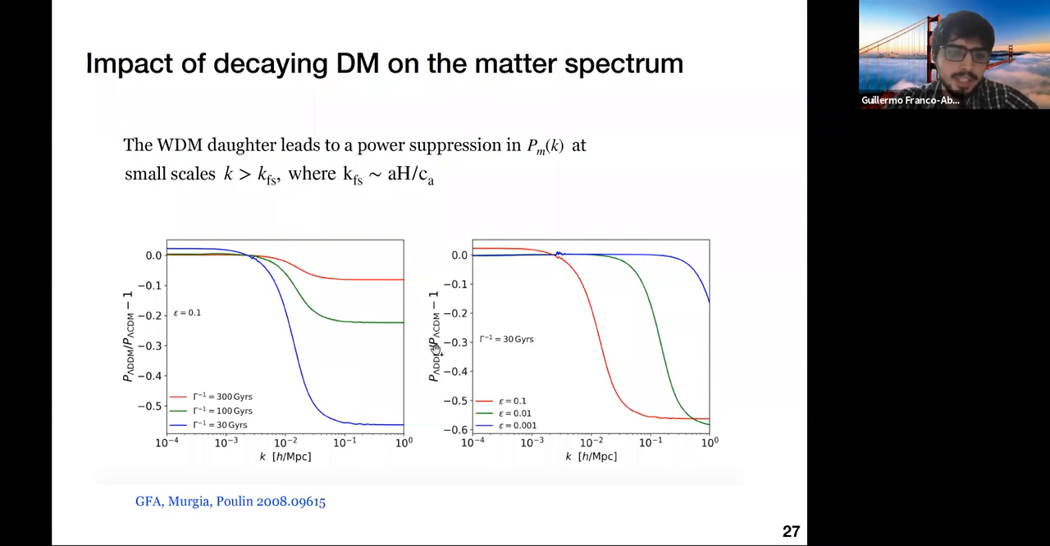What we can see from here is that the effect of gamma is to control the depth of the power suppression, the amount of suppression, which is to be expected because this is telling us how much warm dark matter is produced. And then the epsilon parameter is controlling the cutoff scale, that is the free streaming scale. So what we see from here is that some intermediate value of gamma and some intermediate value of epsilon should be able to give us precisely the amount of suppression that we need in order to explain the low value of S8.